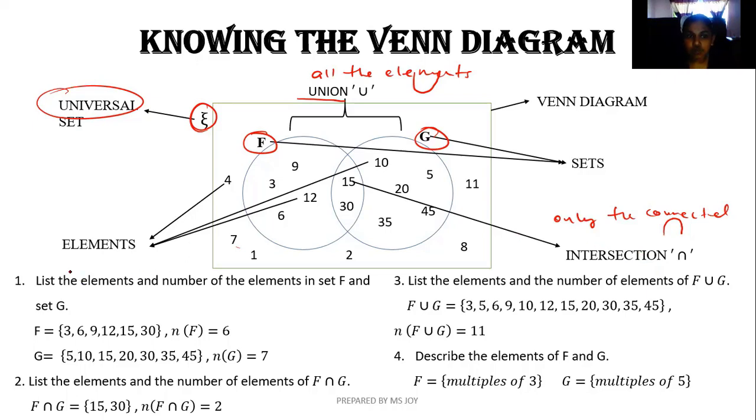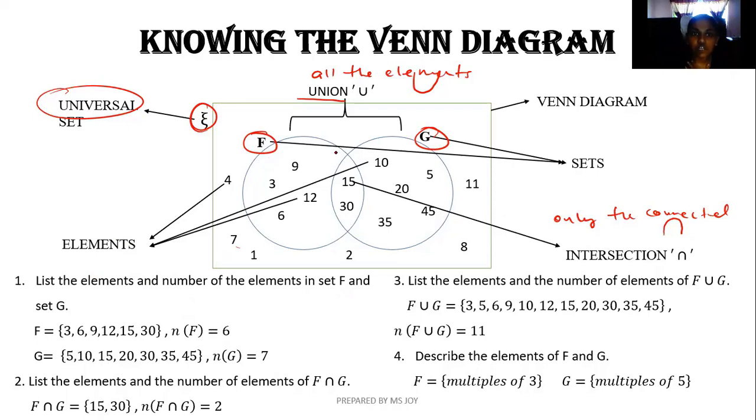For an example, there are a few questions. These questions are commonly asked in every paper, very common questions, and this kind of question will only give you 1 mark. But still, 1 mark is very important for us to know. So here: list the elements and the number of elements in set F and set G.